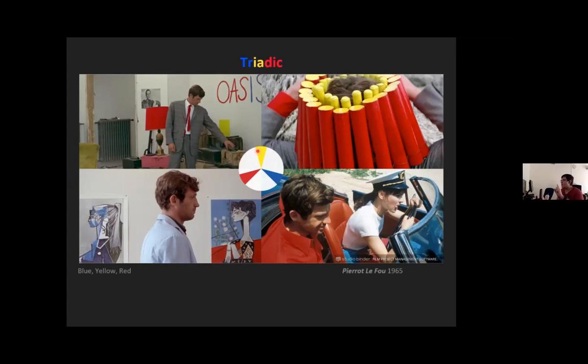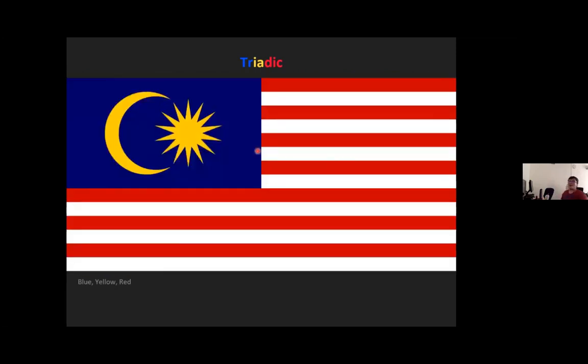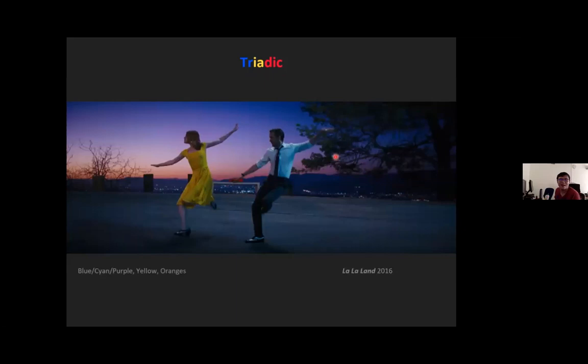Okay? So, the most famous example I'm sure everybody will know is our Malaysian flag. Okay? Because we have blue, yellow, and red, and also white, of course. So, that is triadic. And then next we have La La Land.